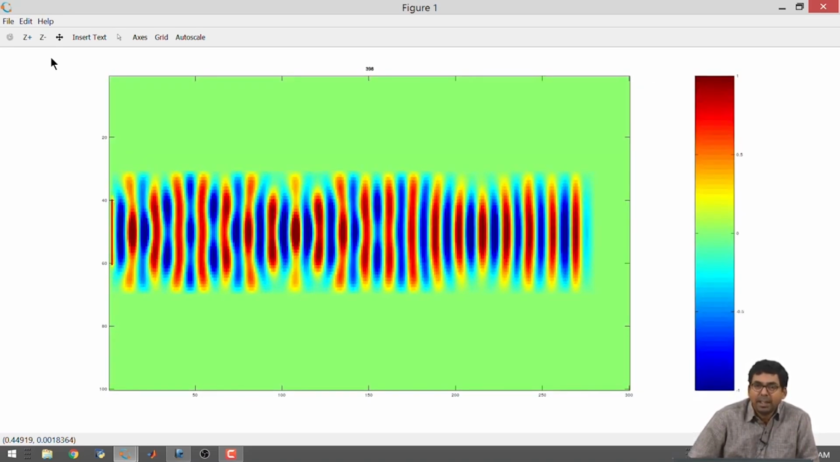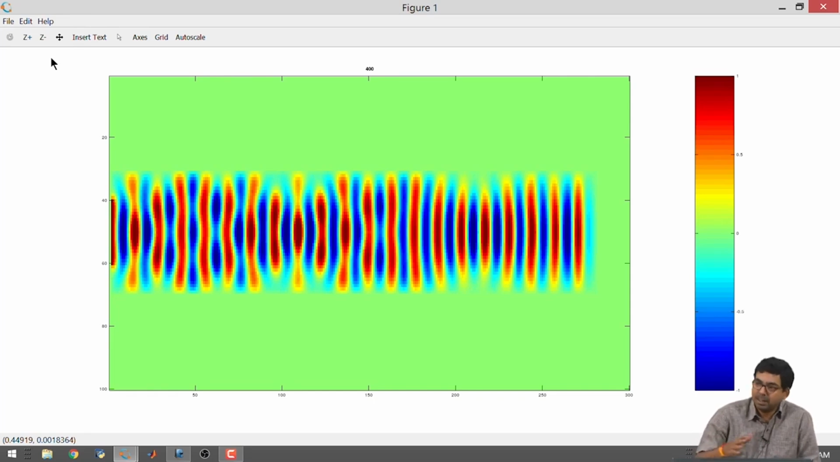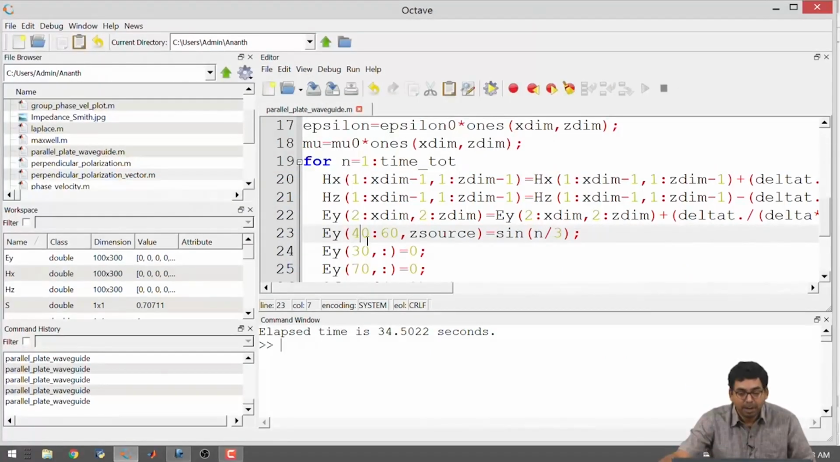Again hard to say what is going on. It seems like there is propagation, but there is some strange interference patterns which are coming into the picture. I think we will have to reduce it further, and let us say that it goes from 40 to 60. So, this will become 45 to 55.